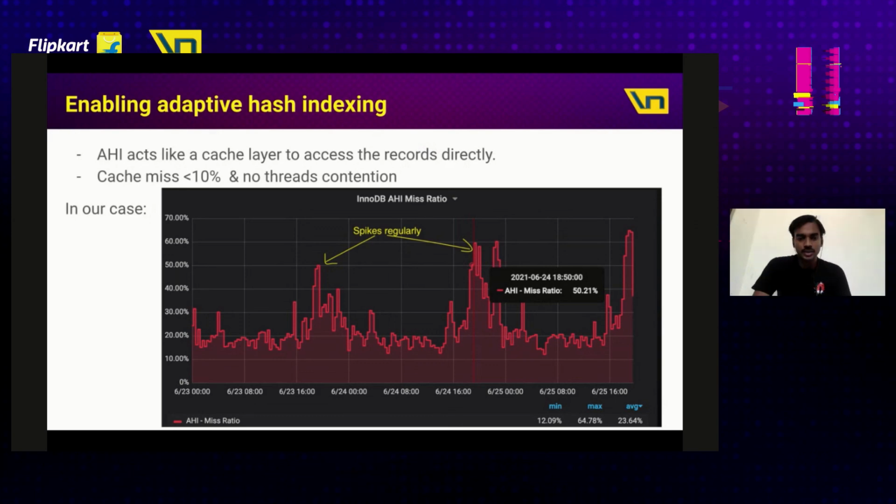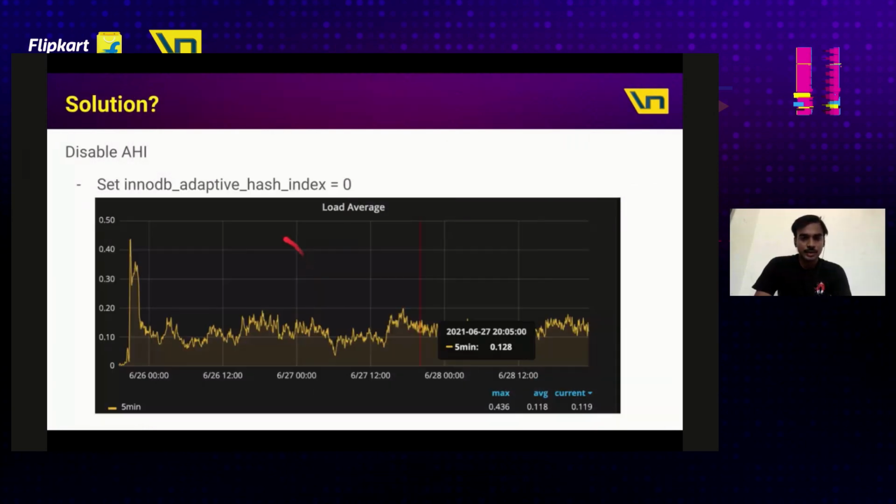But in our particular use case in this scenario, I mentioned the AHI miss ratio here. You can see that this value is on average 20%. At peak times, it goes up to 50% also. So it surely says this particular setting did not help us. As a solution, we went ahead and disabled the AHI setting via this particular value. After that, we saw that the load average dropped, went back to normal, and it also scaled very well.